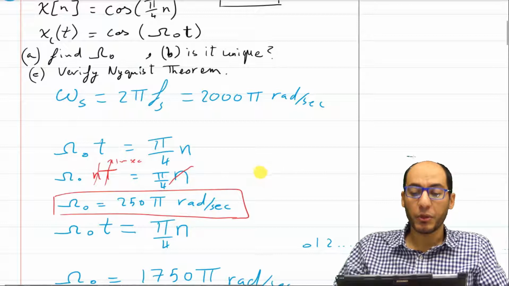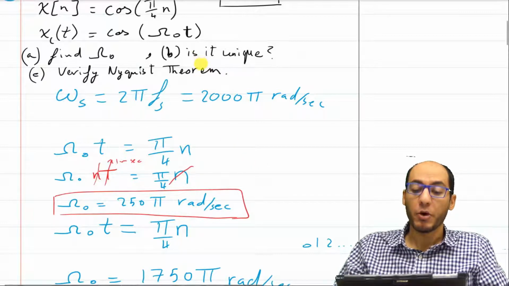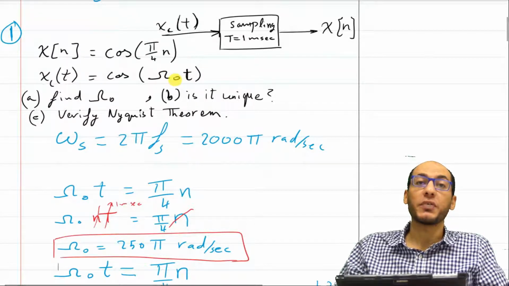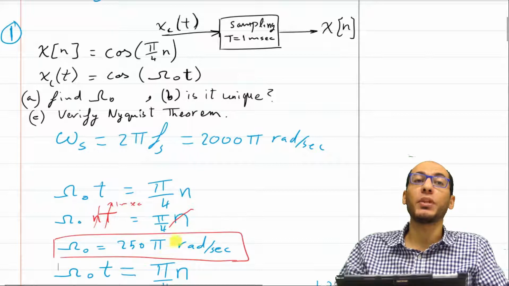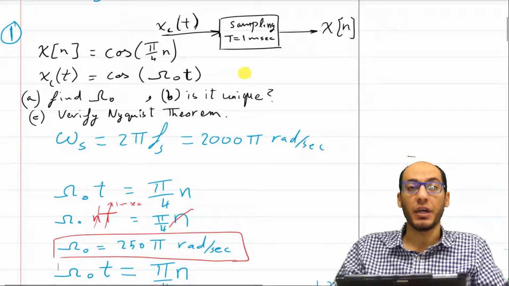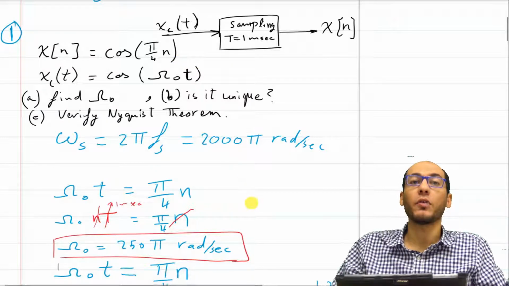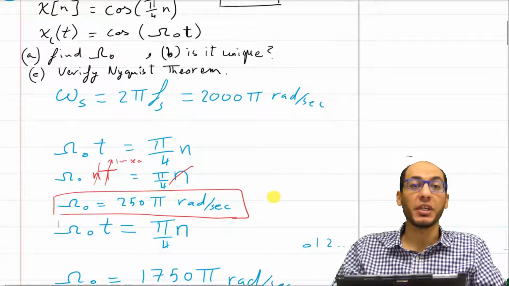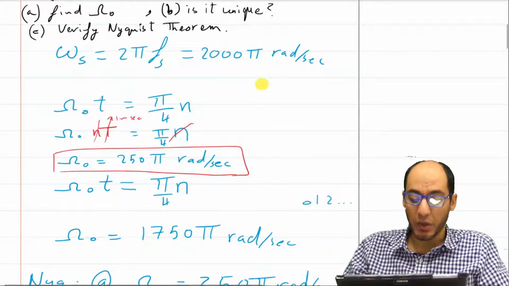The second part of the problem asks me if it's unique or not. Perhaps omega node is not unique. Why do I care? Because if it is not unique, then this is not the only value that could result in a cosine pi over 4n. So I need to take note of this. I need to make sure that I'm getting all of the possible values of omega node. Could it really be non-unique? Yes, it could.